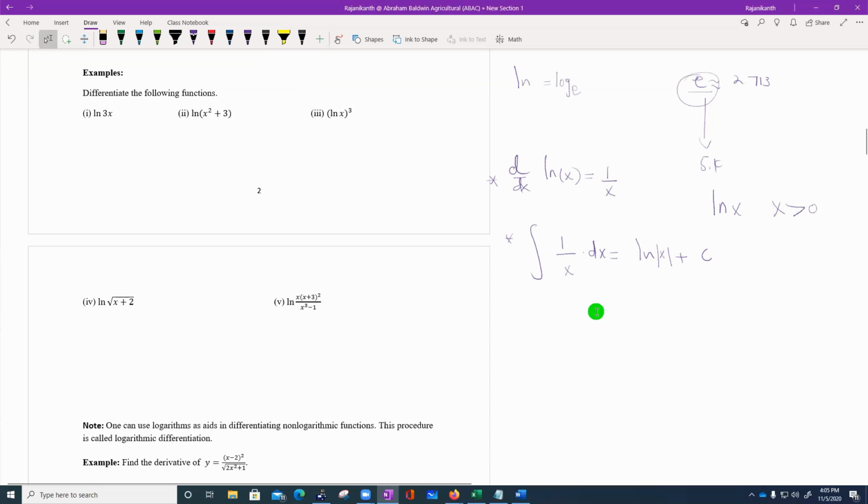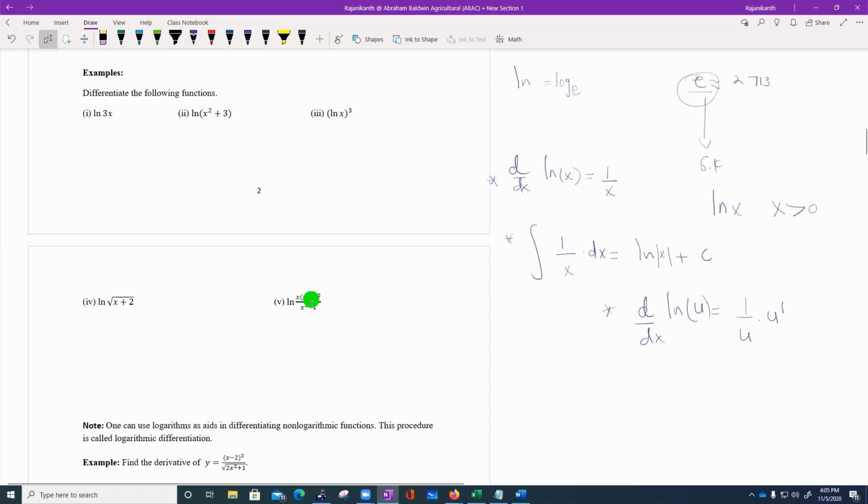Again, in chapter 3, we learned how to use the chain rule for a complicated function inside, so you can apply that here as well. It means that the derivative of ln with any function inside, say u, is nothing but 1 over u times u prime. So use these results to find the derivative of this. So let's do that then.